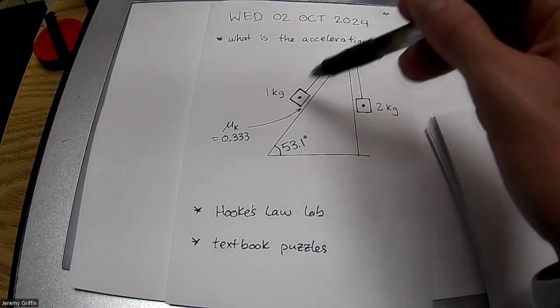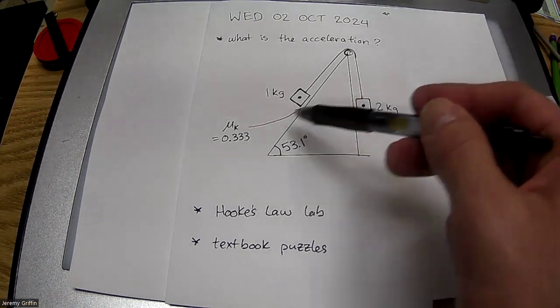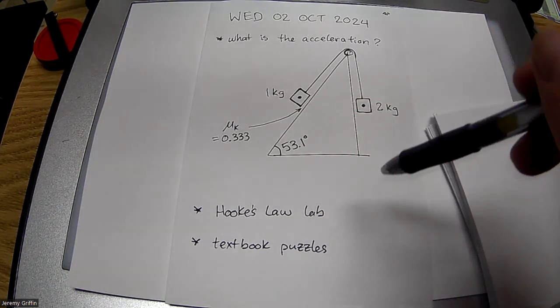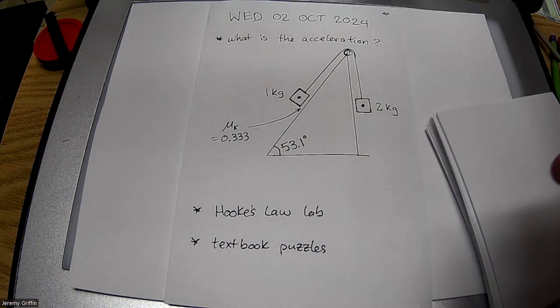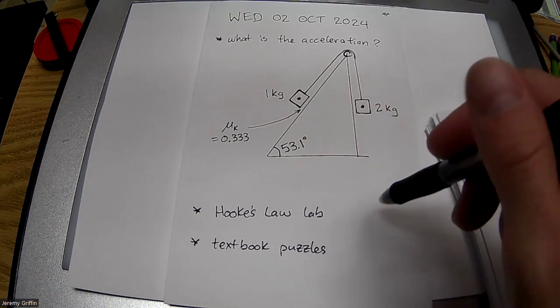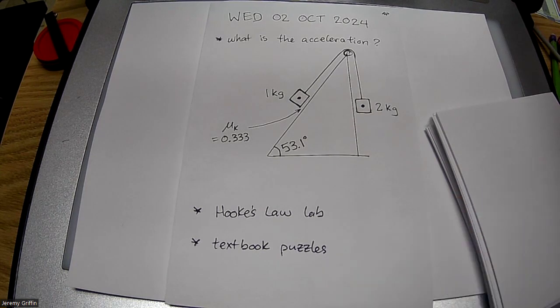So there's an incline Atwood looking setup. I also threw in a coefficient of friction here. After that, you guys should have a quarter page on your desk and some spring scales. We'll do a Hooke's Law lab activity later, and I'll see how much time we have left over. Possibly give you guys time for some textbook puzzles, answering questions you guys have.